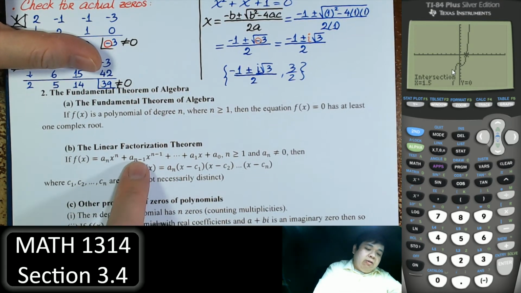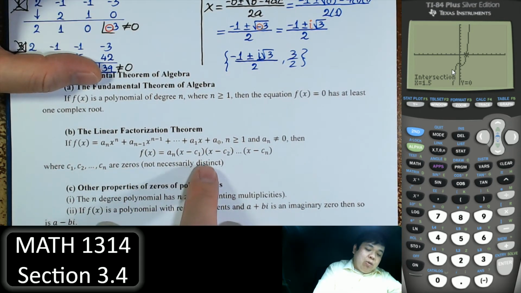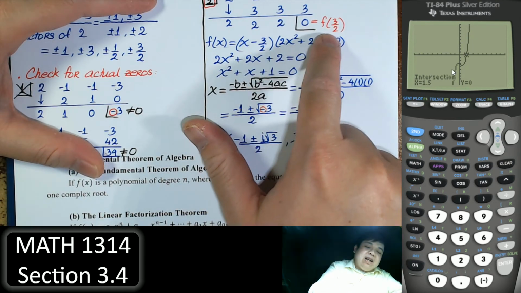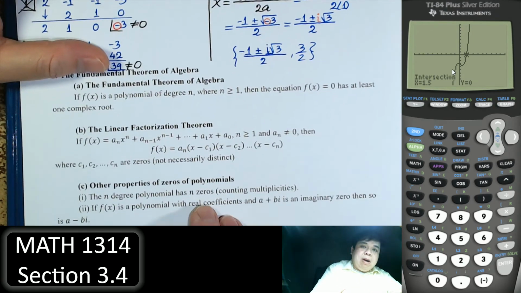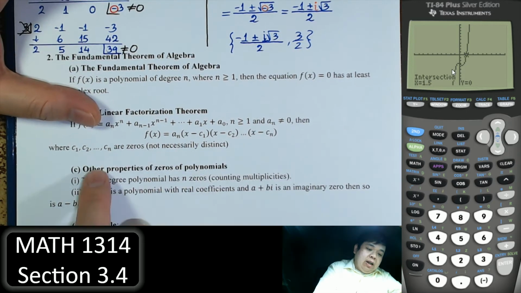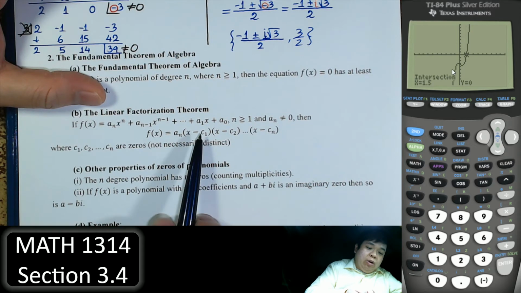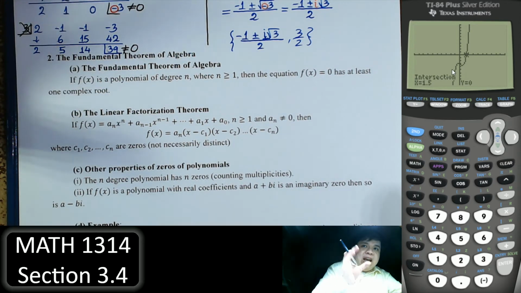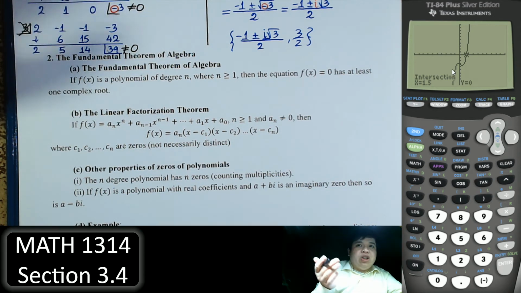Linear factorization theorem. So if it is a zero, then we can factor like this. If x equals 3/2, then x minus 3/2 is a factor. We talked about that. So for every zero, we can just factor in this form. The key here is, if it is degree n, then we have n factors like this. The factors may not be distinct, meaning we may have x minus 1, x minus 1, x minus 1, if it is multiplicity of 3.